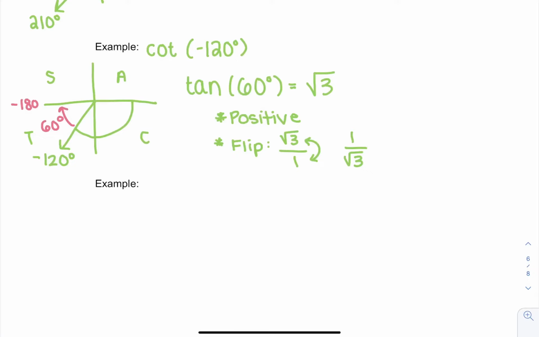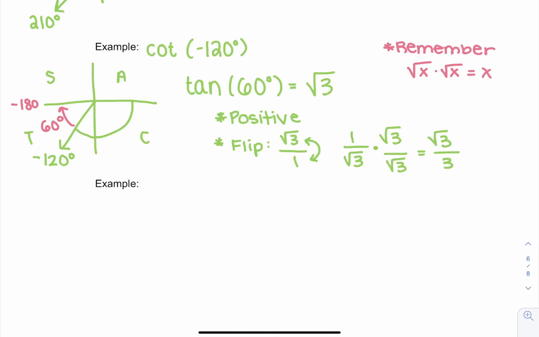We can't leave our answer with a square root in the denominator. We have to remember to rationalize. If you remember back to our radicals unit, you rationalize by multiplying by the square root in the denominator. So now this is square root of 3 over 3, because a square root of x times itself is just x. So now here's our final answer, and it's positive. So our final answer, cotangent of negative 120 after all that, is square root of 3 over 3.